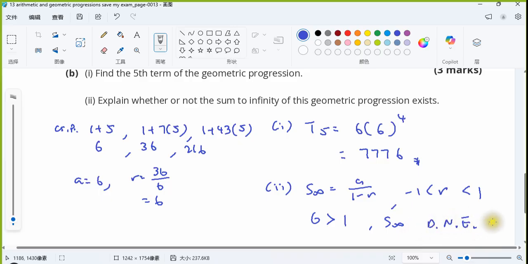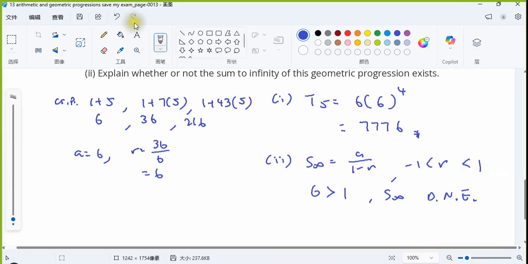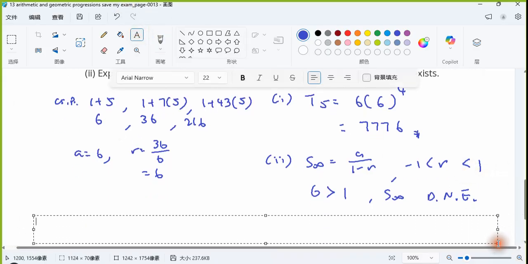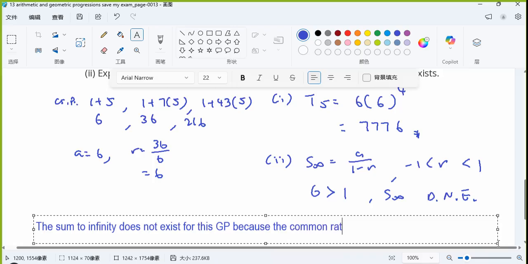Does not exist. Okay. So if you want to write in a sentence, then you can say that the sum to infinity does not exist for this GP because the common ratio is greater than 1, which is r equal to 6. Okay.